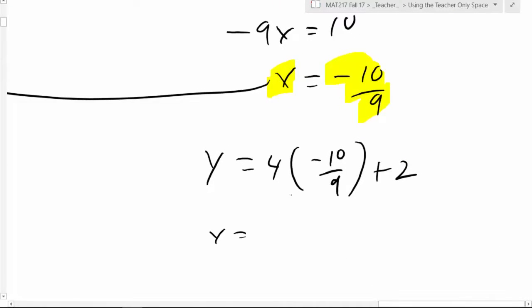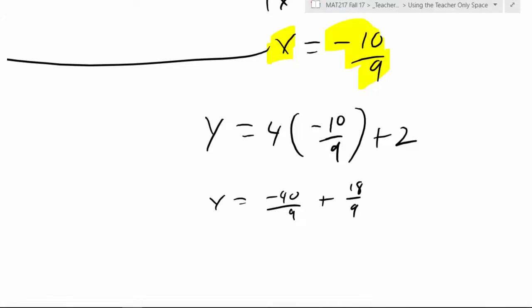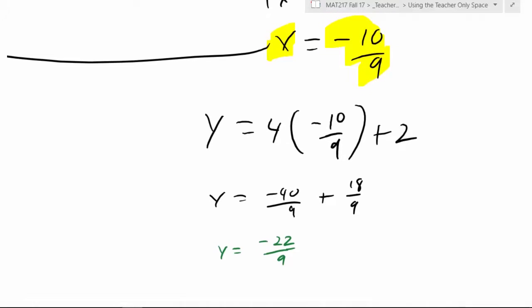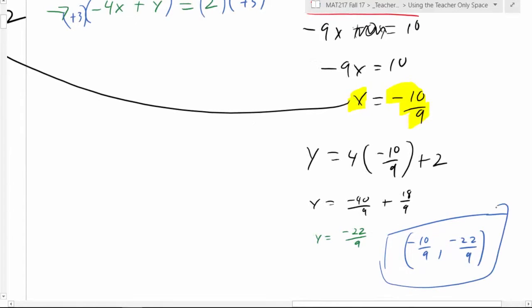So this is going to give us a negative 40 ninths plus, well, let's get common denominators. So this would be over 9, so this would be what, 18. So now when I add those together, we're going to end up with y equals negative 40 plus 18 would be, I believe, negative 22 ninths. So therefore our answer, if you remember, is an ordered pair. It is not the x and the y individually, but both of them together. And we'll see that again in one of our other versions of solving. So this is negative 10 ninths, negative 22 ninths. There we go. So there is our answer.